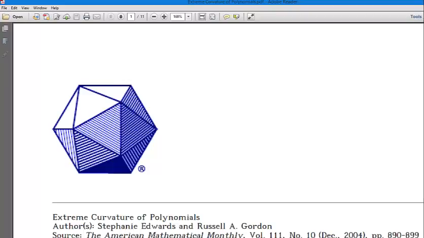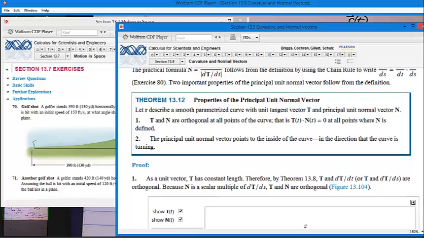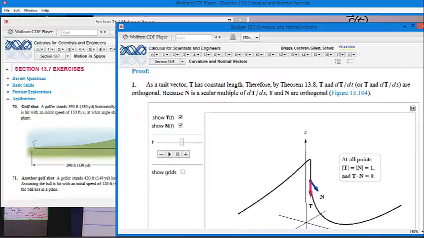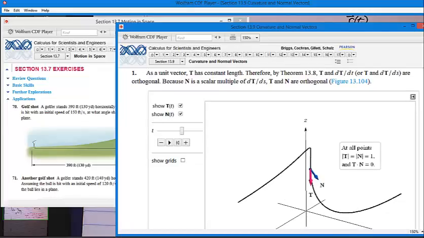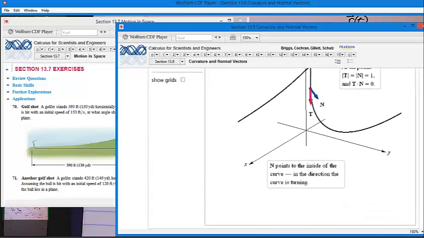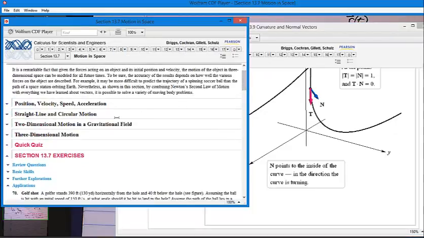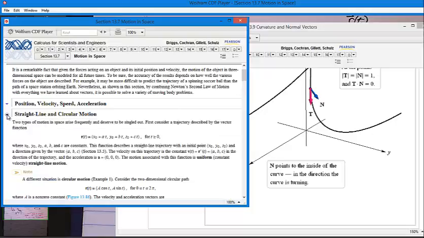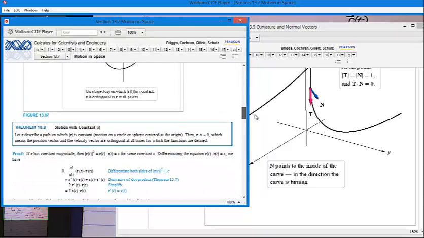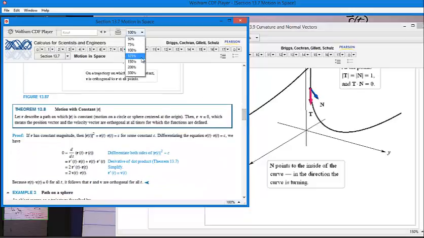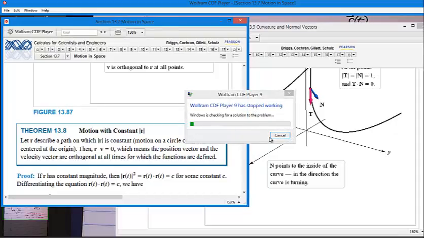I'll show you guys the argument. I mean, it's basically here. T has constant length, N has constant length. Yeah, but it was problem 13.8 here. I know. Yeah, back when we studied motion in space, we studied straight line and circular motion. Let me find it and then zoom in. Yeah, we had circular motion, straight line motion, and here it is. Yeah, motion with a constant speed. I'll make it a little bigger so you guys can see the argument. We wrote this out in class on the notes.